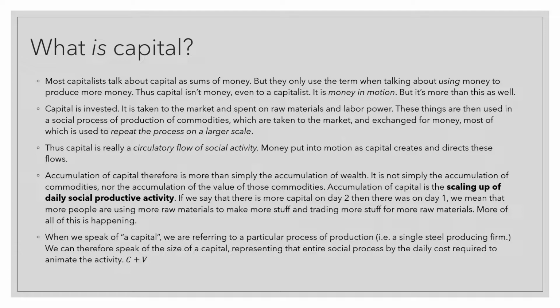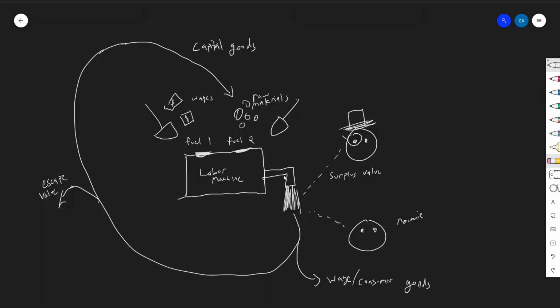When I talk about the accumulation of capital, I'm talking about the buildup of social activity, the scaling up of daily social productive activity. To return to this picture, this is what I meant when I called this flow and this flow, the flow of capital goods and the flow of wage and consumer goods, when I said that the thickening of these two lines, which represents the accumulation of capital, was the accumulation of capital.